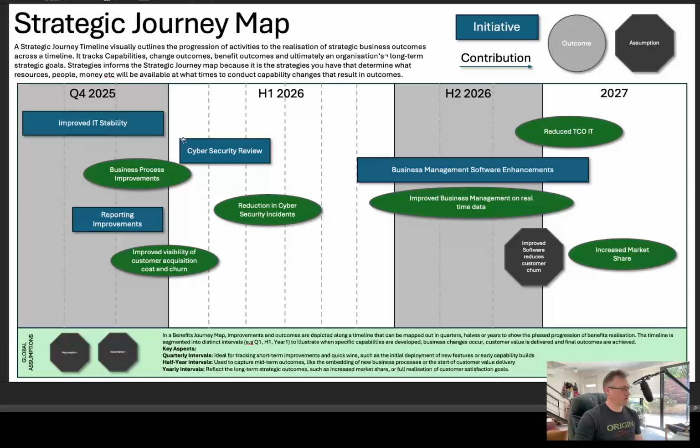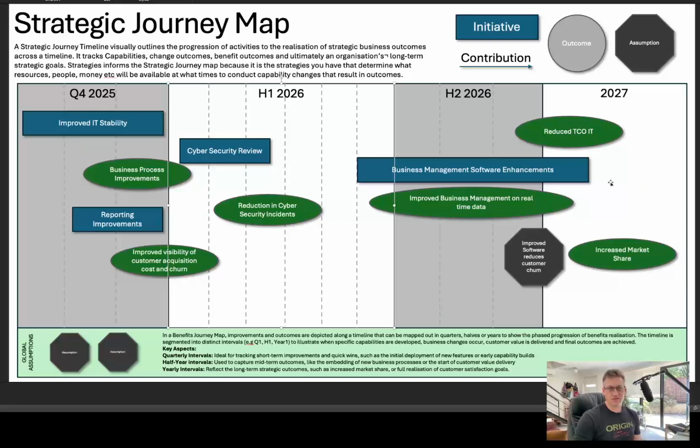Obviously, the likes of our initiative to do a cybersecurity review, the expected outcome from that is a reduction in cybersecurity incidents. And you may conduct a cybersecurity review, then do cybersecurity improvements, and then get the outcome that you're after. And you're going to do that in the first half of 2026, and basically mapped out from there. And then you're going to do business management software enhancements, and that'll take you through until 2027.